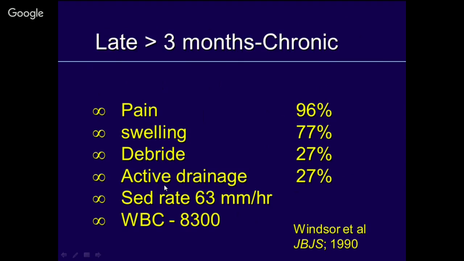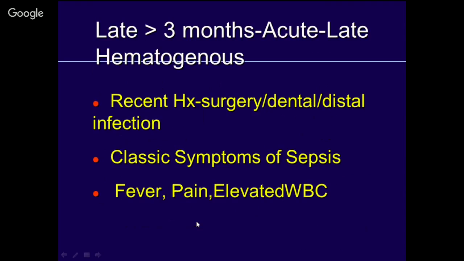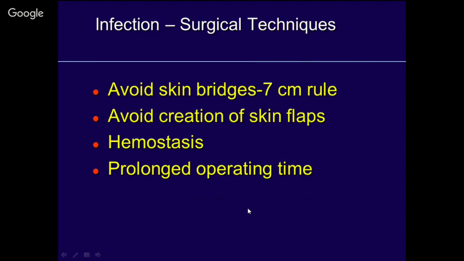More than 3 months, then we have pain, swelling, active drainage. Erythrocyte sedimentation 63, and the WBC count will be raised. Then there is acute late hematogenous infection, with classical symptoms of sepsis: fever, pain, and elevated WBCs. So the surgical technique is to avoid skin breach, avoid creation of skin flaps, ensure hemostasis, and avoid prolonged operating time. These will increase the risk.